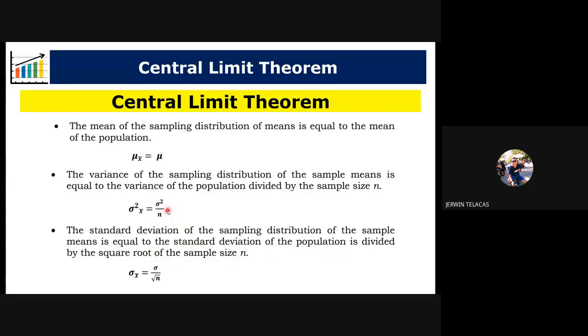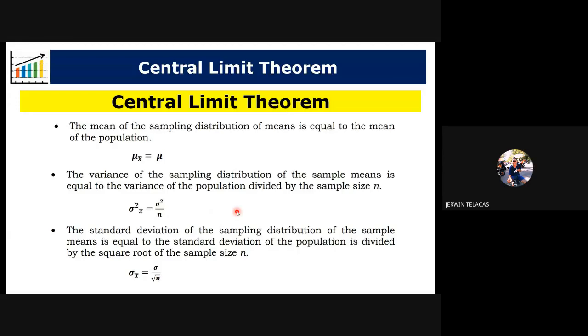Meaning to say, ang na-observe ninyo dito, tingnan nyo, yung variance natin, in-square root lang natin. So, square root nito, yung population variance, we have here, wala na yung 2. Square root ni n, square root of n, of course. So, eto naman yung standard deviation. So, always remember na yung standard deviation ay square root ni variance.